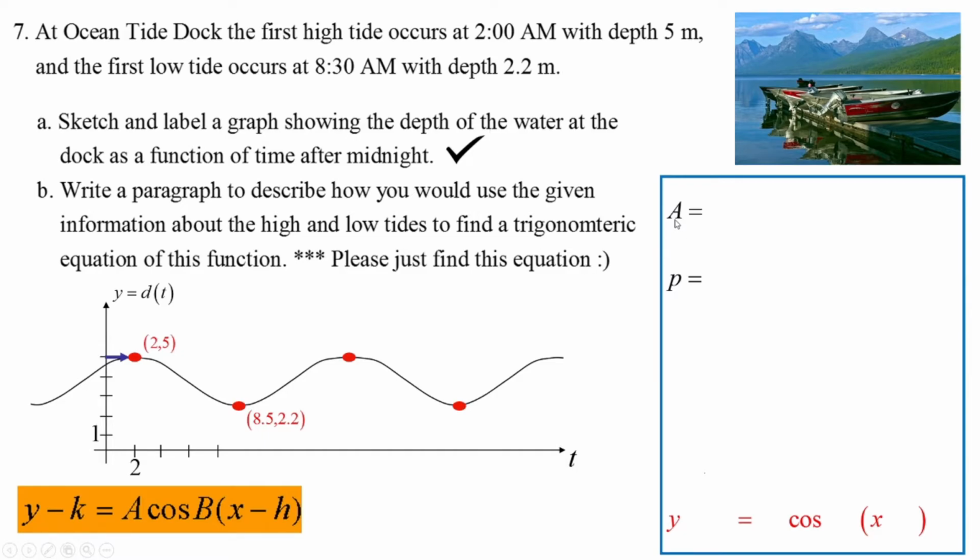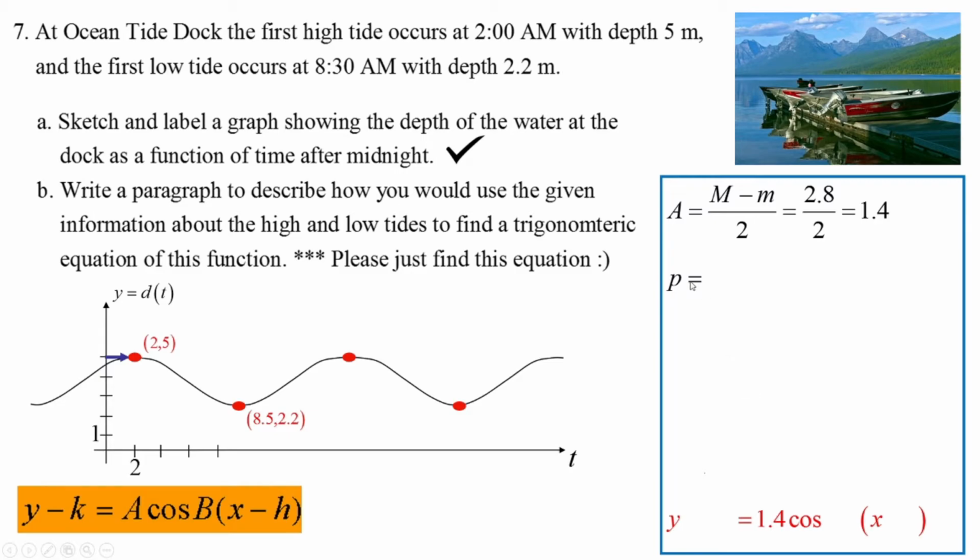So what is amplitude? It is max minus min divided by 2. So what's the max right here? I'm doing the general formula right now, so max minus min divided by 2. And that equals max 5 minus min 2.2. What would that be? 2.8. Divided by 2, and that's going to be 1.4. So the amplitude A is 1.4. Let's put that right there.